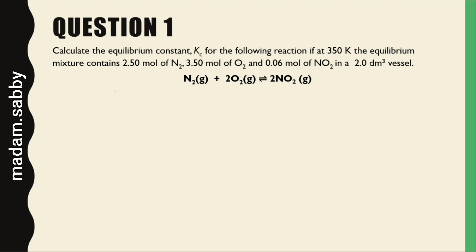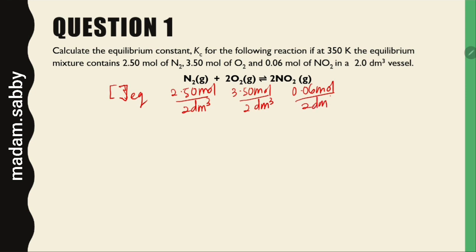So let's calculate concentration. N2 is 2.50 mole divided by 2 dm cube. For oxygen, 3.50 mole divided by 2 dm cube. And for NO2, 0.06 mole divided by 2 dm cube. This is equivalent to 1.25 molar, 1.75 molar, and 0.03 molar.